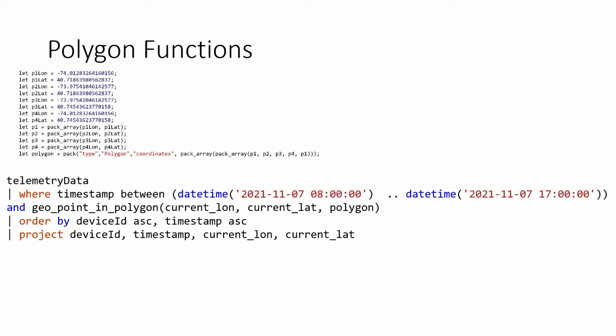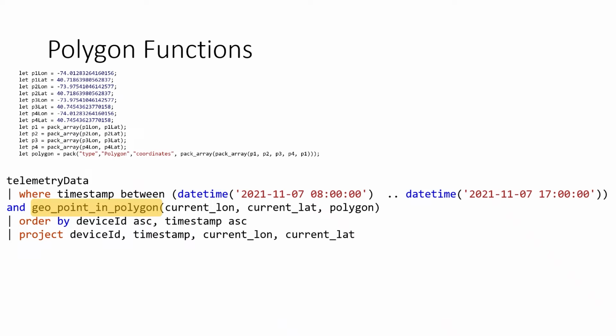And what we can do is we can use that object, we can pass it into the GeoPoint in polygon function along with a longitude and latitude. That will return a true or a false depending on whether the point is in the polygon. So in this query right here, we're querying telemetry data.